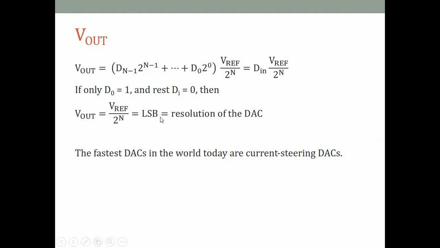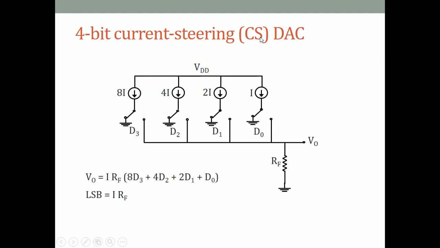Now there are various types of DACs in the world today. The fastest of the DACs are called current steering DACs. In all the video applications, current steering DACs are universally used. So the basic principle of operation of a current steering DAC, and I'm showing a 4-bit current steering DAC, is this. So we'll have current sources coming down from VDD, and there will be switches, and the switches will be controlled by the digital input bits.